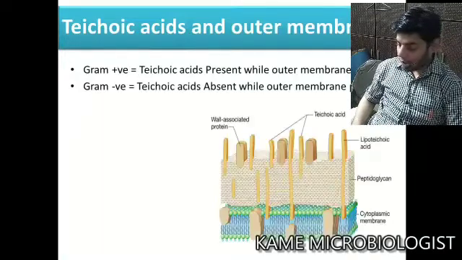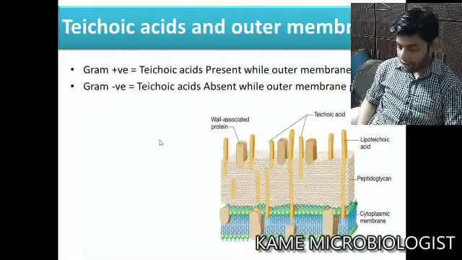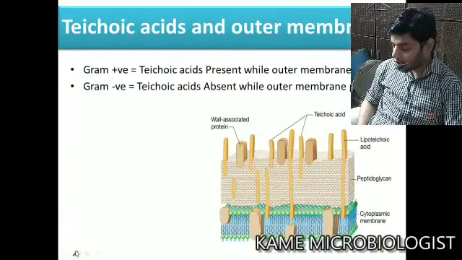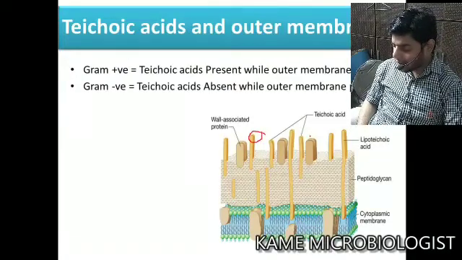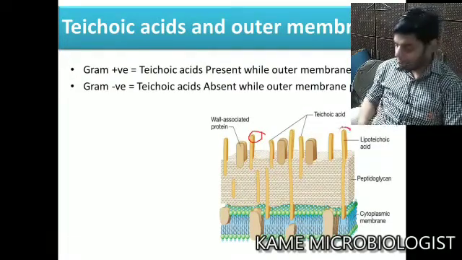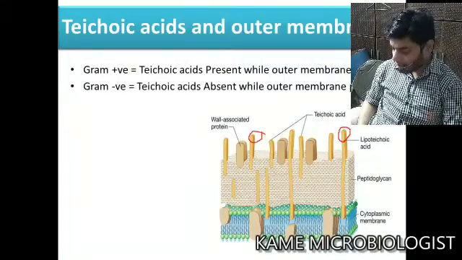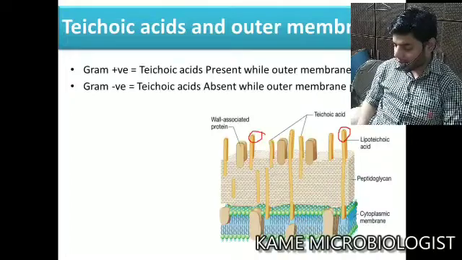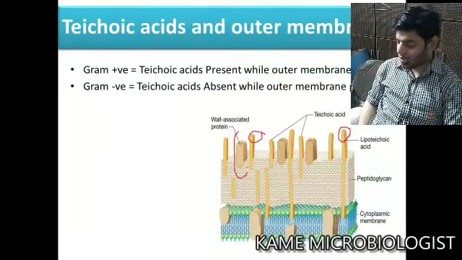Okay, first of all, let me show the diagram. This is the diagrammatic explanation of teichoic acid. So remember guys, as you can see, this is actually the teichoic acid, and there is also some other teichoic acid which we call lipoteichoic acid. Whenever the teichoic acid, as you can see, is actually connected with some other things. And remember guys, there are also some proteins which we call wall associated protein, as you can see.